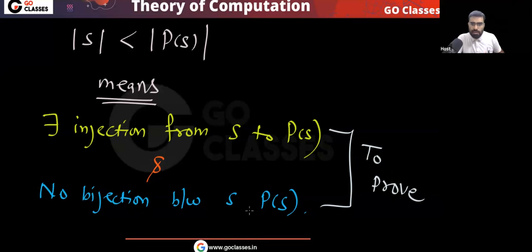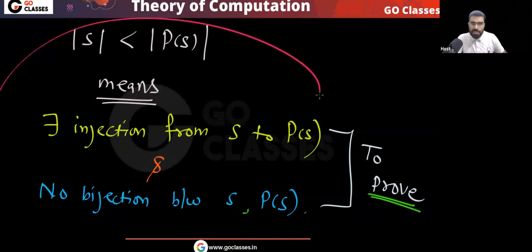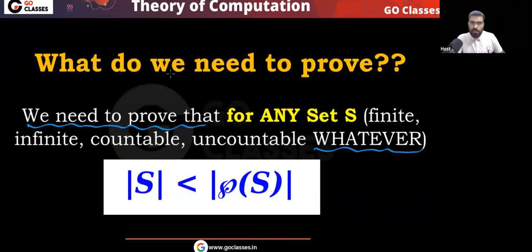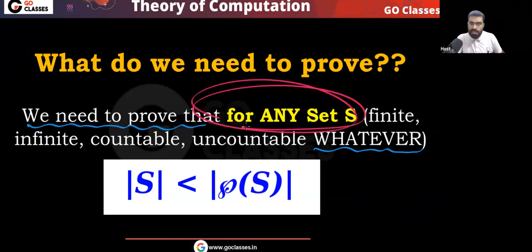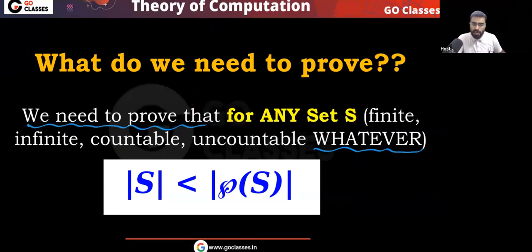Okay. There is no bijection between S and PS, and there is an injection from S to PS. This is what we have to prove. I hope you understood. So remember, this is always true for every set, finite or infinite. For any set, this is true.